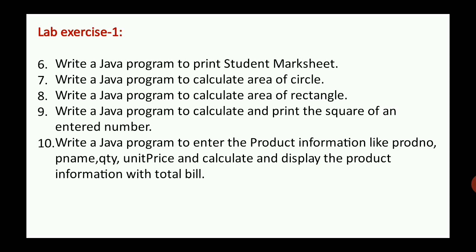The last program that you have to complete is to enter the product information like product number, product name, quantity, unit price, and then calculate and display the product information with the total bill. You have to take input of all the values and print the total bill. While printing the total bill, you have to multiply the quantity with the unit price, and then you can display the total bill.